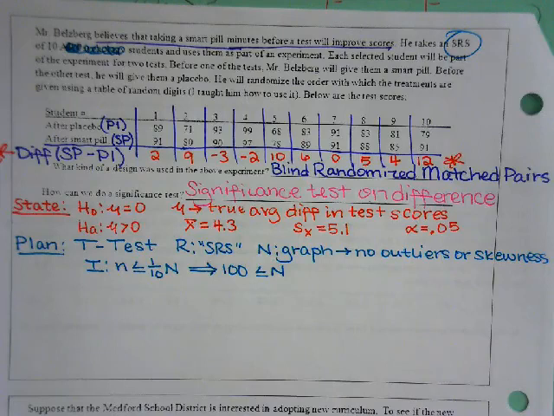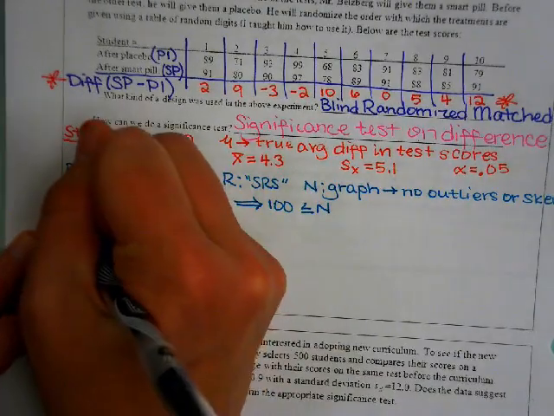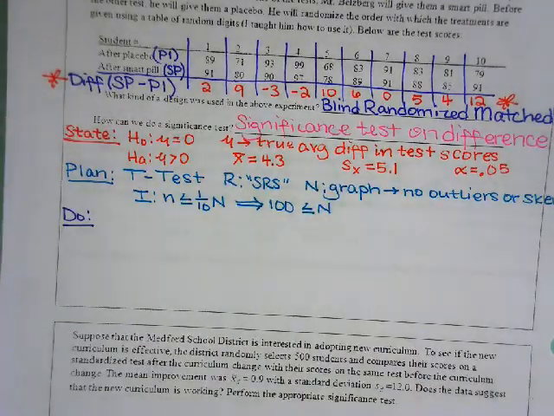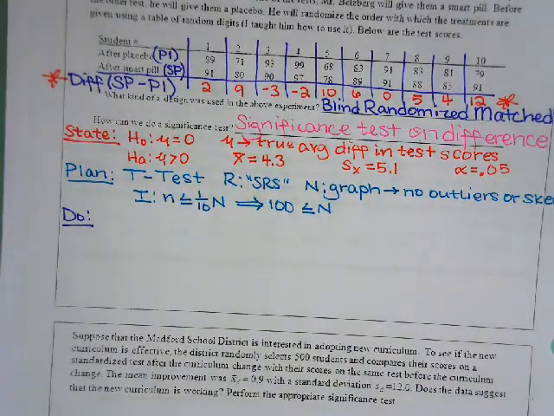Don't we have to include the t equals blah, blah, blah? That's in the do. All right, so do. Will we get it wrong on a test if we put that wrong there? As long as it's there, we're good.